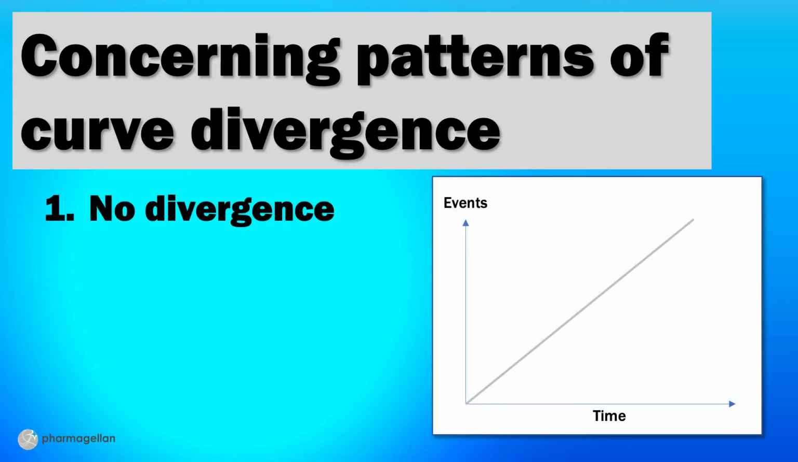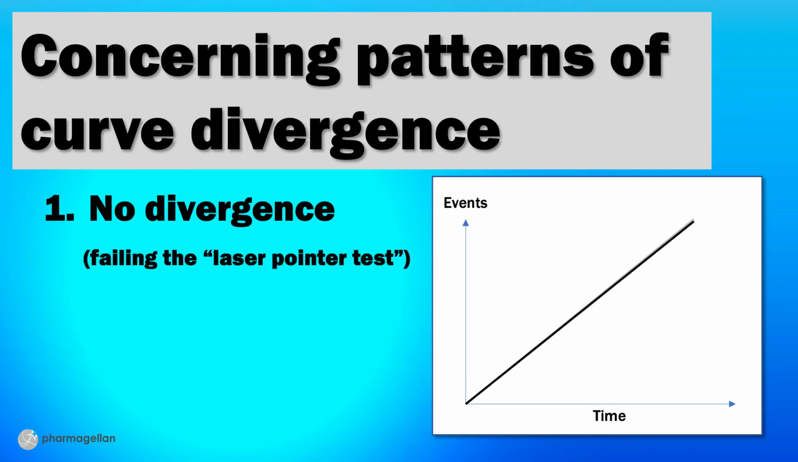But there are 2 more worrisome patterns that sometimes arise. A pretty obvious one is when the curves barely diverge at all, and the spread between them just never improves. Many people at medical meetings refer to this as the laser pointer test.